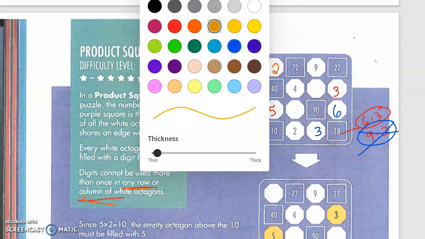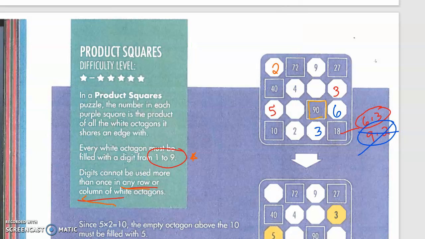Our final square that we're looking at is 90. 90 has to be the product of this, this, this, and this. 3 times 6 is already 18, and 18 times 5 is 90. I can't put the 5 here because then I would have two 5s in that row. So the 5 must go here. And of course, I will put a 1 here. So now I know that I have all of my numbers filled in.